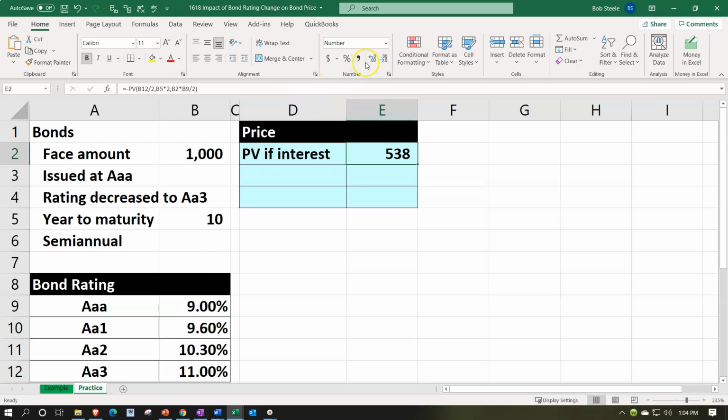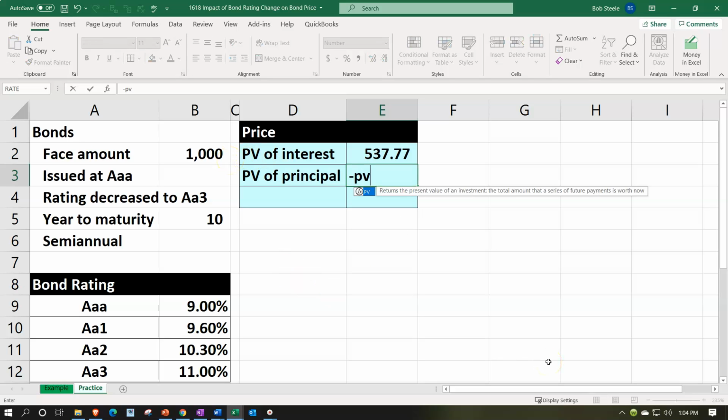So let's go to the numbers group, add a couple pennies, and then we're going to take the present value of principal, and it shouldn't say if, it should say of here. All right, so now we're going to bring this 1,000 back to the current time period. So this is going to be negative present value, shift 9. The rate now is going to be the market rate. Once again, the 11%, that would be for an entire year. We want it for 6 months or half a year, so we'll take that divided by 2.